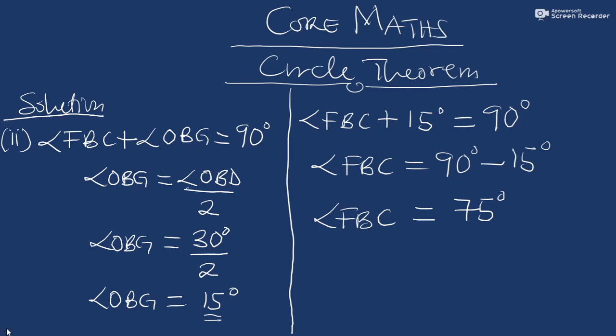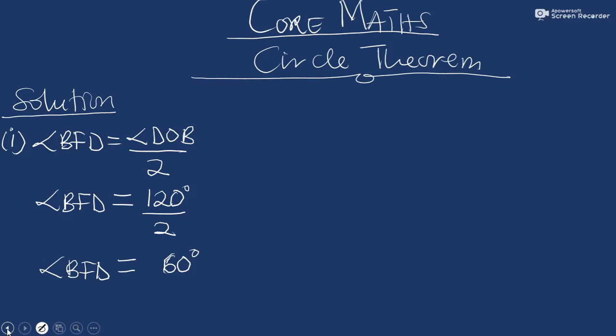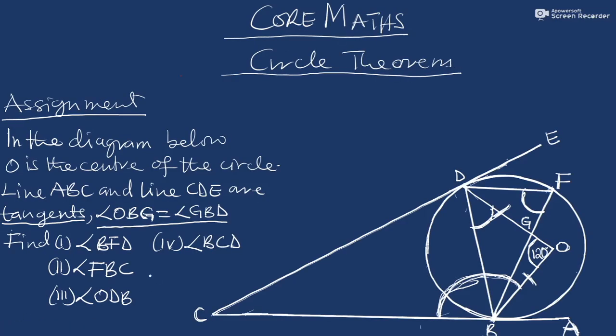So let's go back to the question. Good. So the third part says we should find angle ODB. So from the discussion, we saw that angle ODB is what? It is 30 degrees. Okay, it's 30 degrees. So let's look at the presentation.